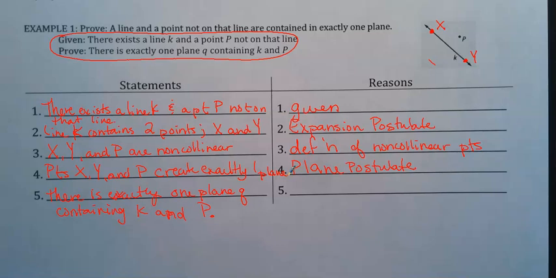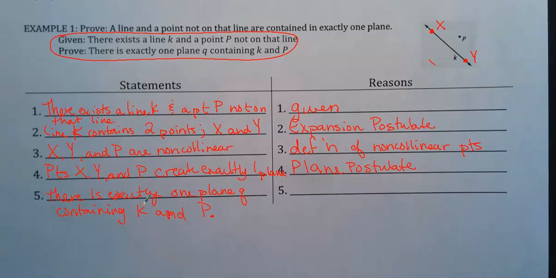Well, that's kind of the same thing that I said. Let's look back. A line and a point not on that line are contained in exactly one plane. There's exactly one plane containing K and P. Oh, because we haven't included the line yet, right? We've got these 3 points on a plane. We have not included our line yet. That's what we've got to get. We've got to get our line in there.